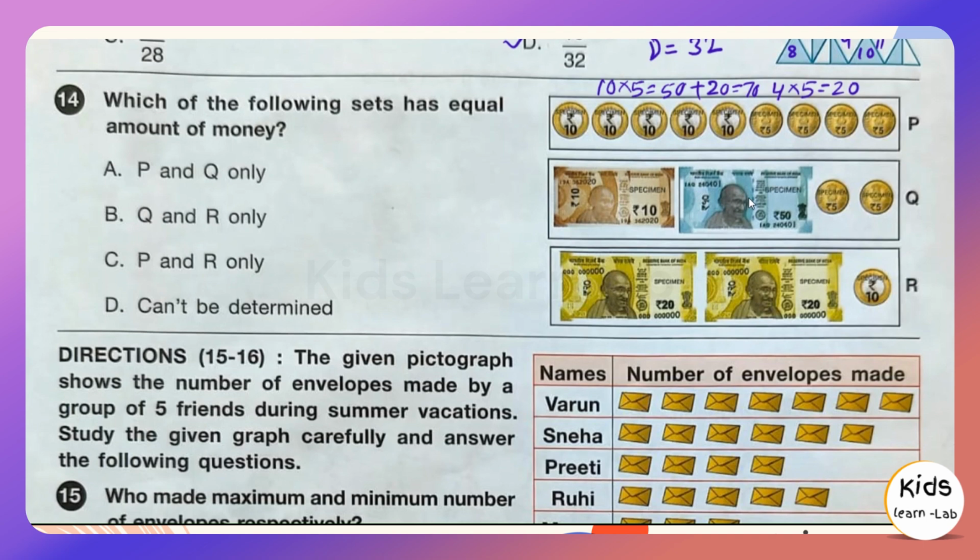10 plus 50 is 60. 60 plus 5, 65. 65 plus 5 is 70. 20 plus 20, 40. 40 plus 10, 50. So R is equal to 50. So this is 70, this is 70. P and Q are having same amount. So option A is the right answer.